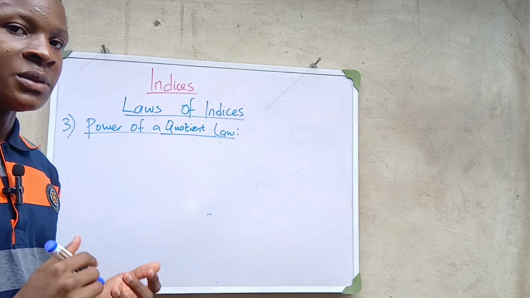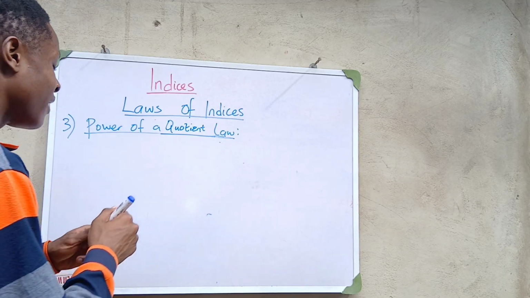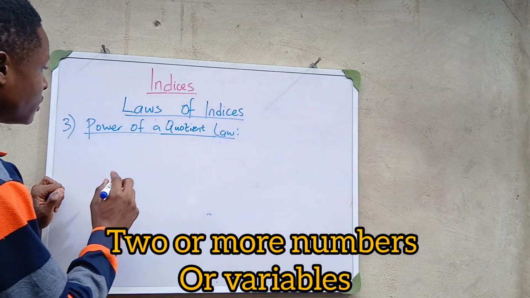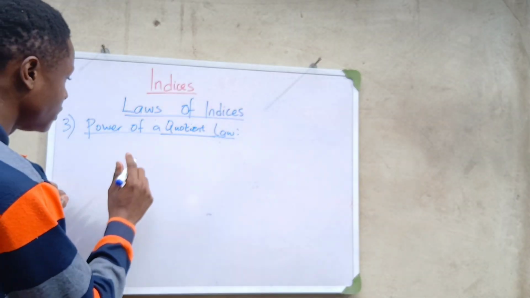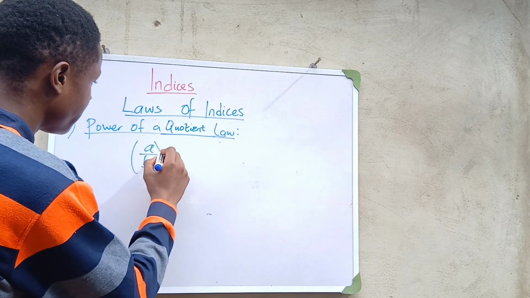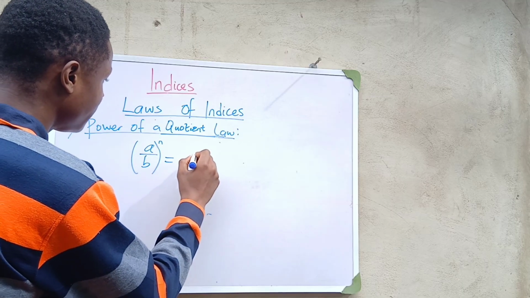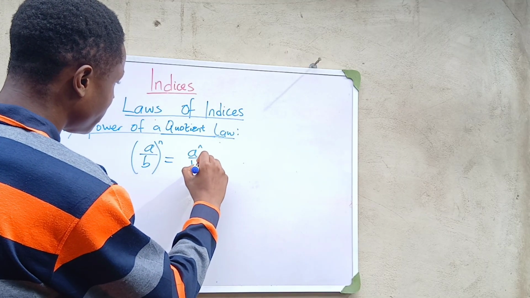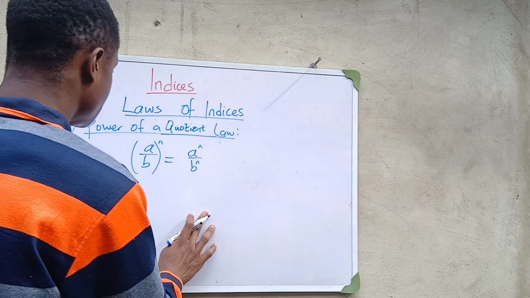So the next one we have is the power of a quotient law. When we have two numbers or variables that are dividing each other, let's say a over b, which is raised to a given power, say n, we'll have a raised to power n over b raised to power n. So that is what the power of a quotient law is saying.